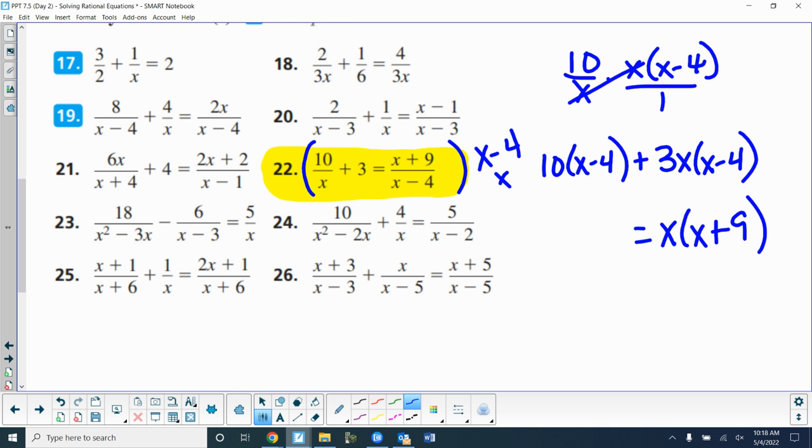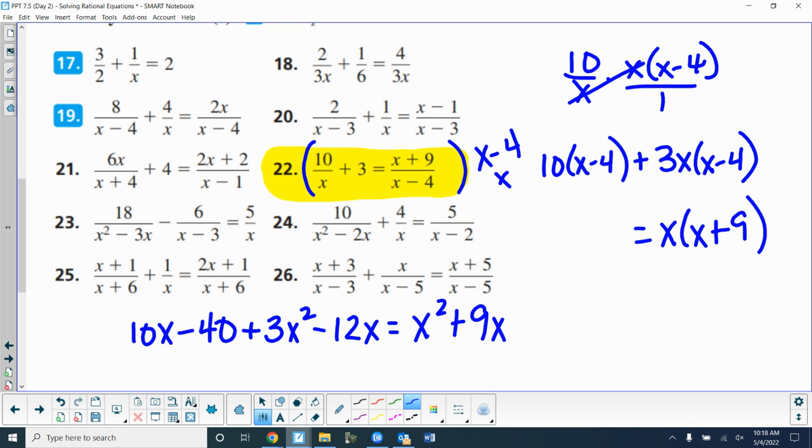Okay? So I got a 10x minus 40. I'll do it down here so I got more room. 10x minus 40 when I distribute the 10. 3x squared minus 12x when I distribute the 3x. And x squared plus 9x when I distribute the x. Well, I see an x squared. So what type of equation is that? Quadratic. So we have to set it equal to 0 to solve it.